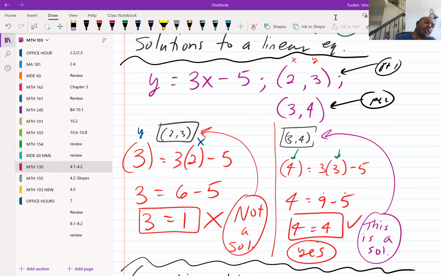So that's 3 equal to 3 times 2 minus 5. On the right side, 3 times 2 is 6. 6 minus 5 is 1. So we have 3 equal to 1, which is not true. So that means it's not a solution.